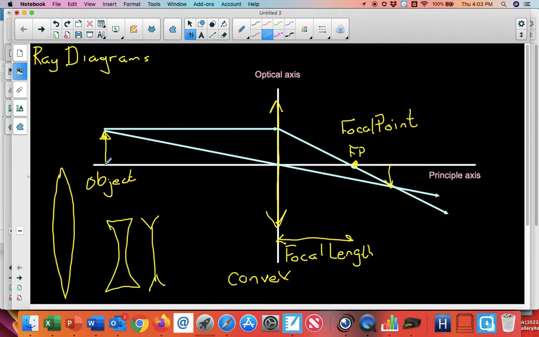The bottom of the object is on the principal axis. The bottom of the image, that's terrible. That's the image. So the bottom of the image would be on the principal axis, and the top is where those two things intersect. Here are the rules you need. One, draw the two axes. Two, draw the lens.